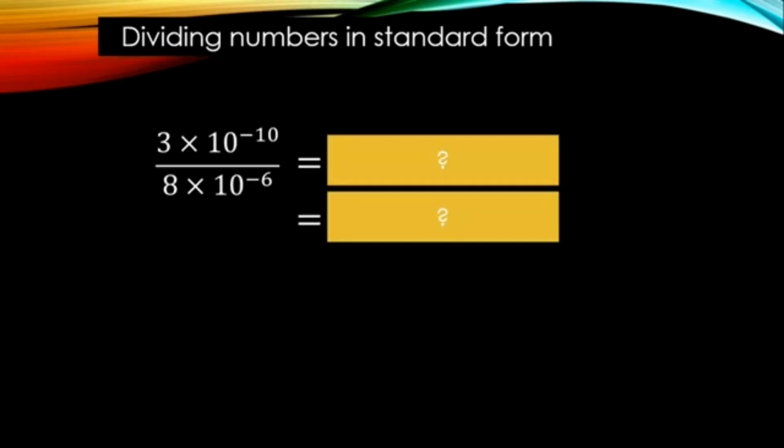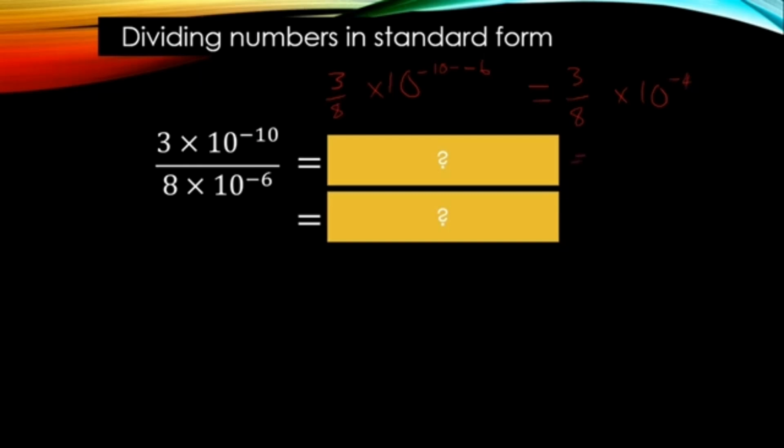Let's try another one. 3 times 10 to the power minus 10 divided by 8 times 10 to the power minus 6. Here it is the same as 3 over 8 times 10 to the power minus 10 minus 6. Because we're saying that 10 to the power minus 10 divided by 10 to the power minus 6 is the same as 10 to the power minus 10 minus 6, which gives us 3 over 8 times 10 to the power minus 10 plus equals to minus 4.